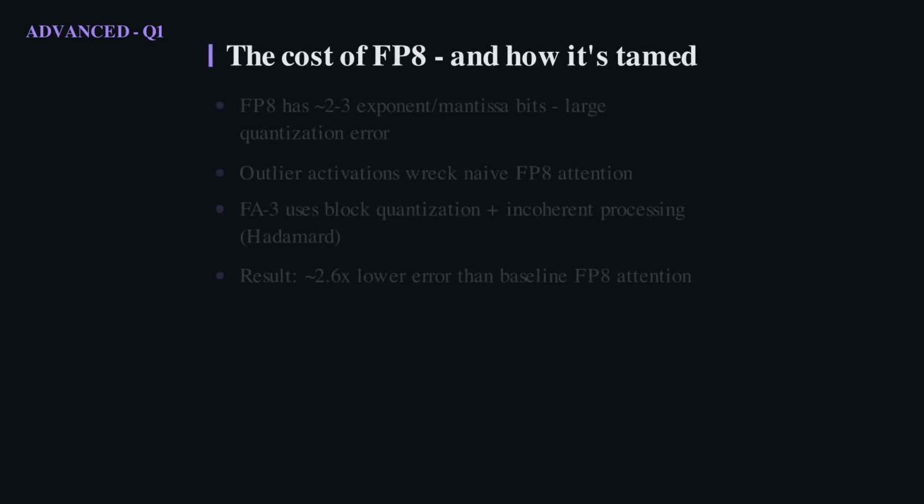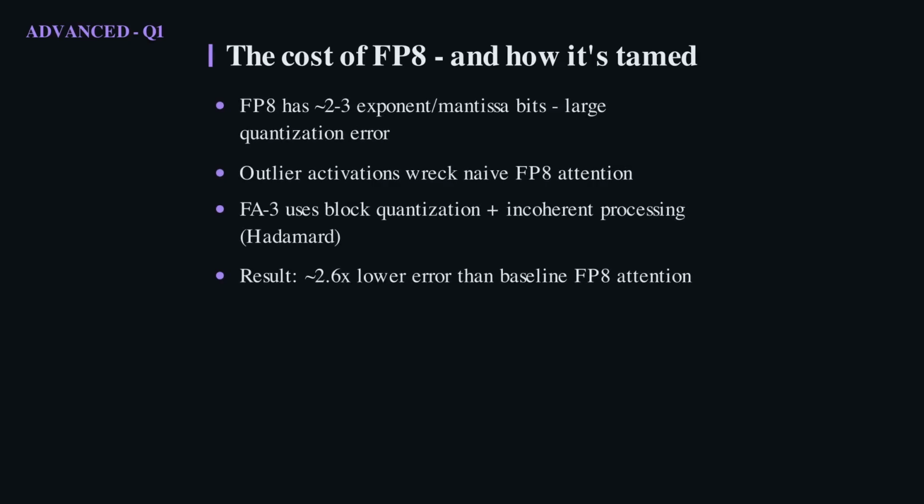The FP8 headline hides a real danger worth understanding. 8-bit floats have almost no mantissa, so rounding error is large, and language models are notorious for outlier activations that blow up naive, low-precision attention. FlashAttention-3 controls this with 2 tricks. Block quantization scales small blocks independently, so one giant value can't ruin a whole tile. Then incoherent processing multiplies by a random orthogonal matrix. In practice, a fast Hadamard transform.